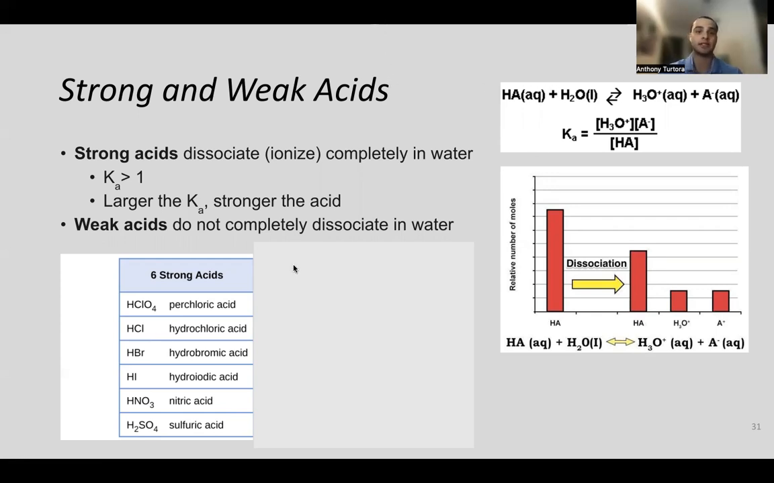Going back to strong acids, it is important to know the 6 strong acids that you see here. So I would recommend to go back to this chart and to make sure you have those memorized.